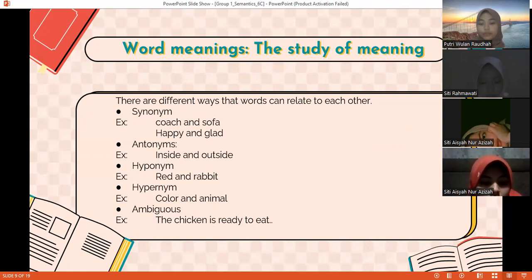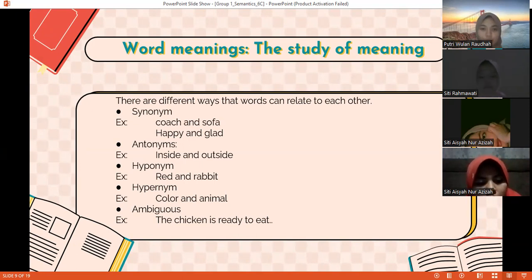Next, one word can refer to a specific member of a broader category. It's a hyponym. For example, red and rabbit. Red is a type of color, and a rabbit is a type of animal. And the hypernym is the broader word, color and animal. Next, and the last is an example of ambiguity.